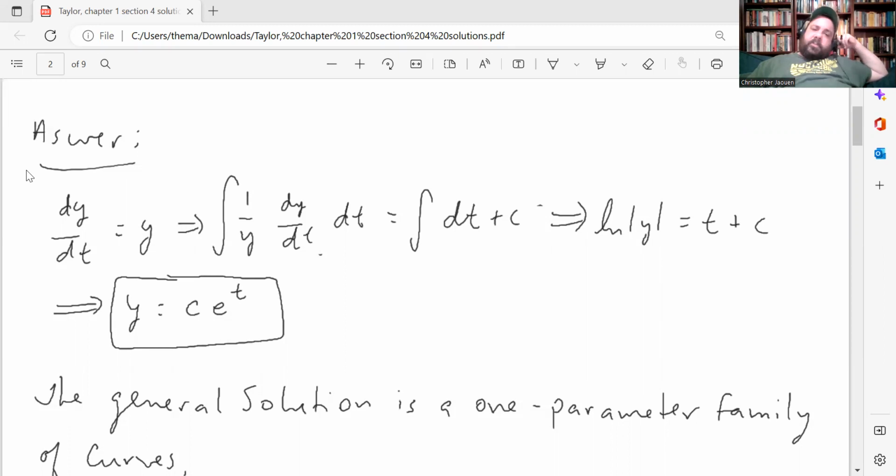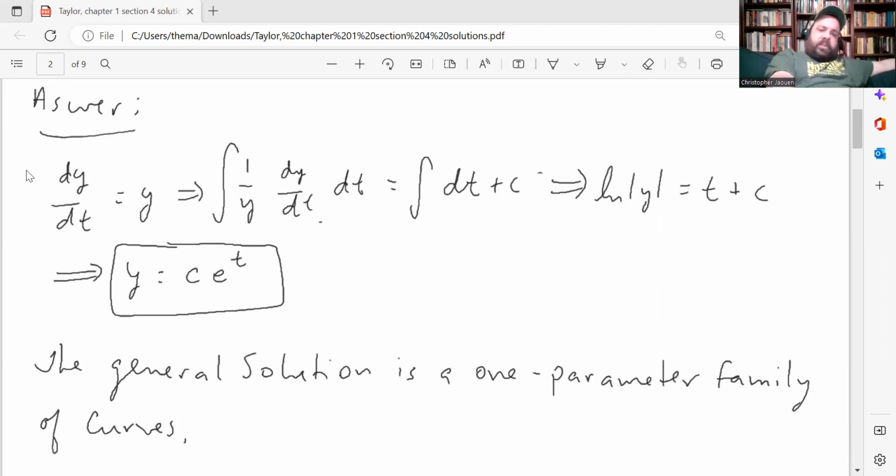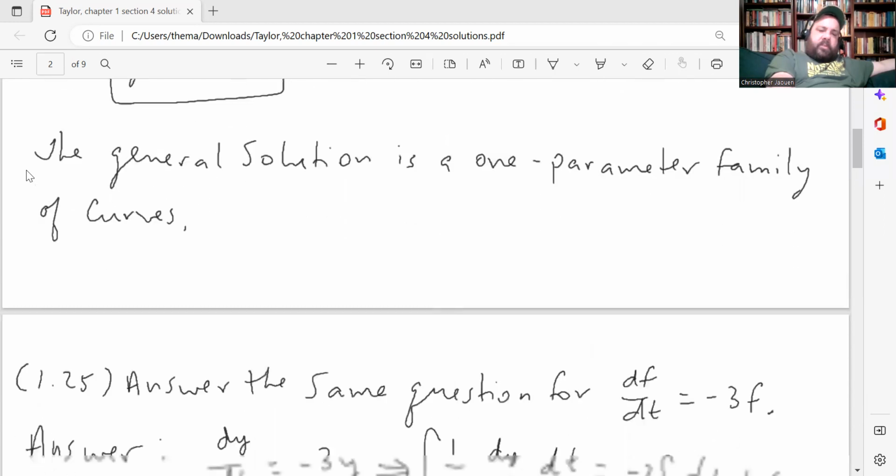So separate your variables, find the family of integral curves, and you get a one parameter family of solutions, y equals c e to the t, right? That's the general solution, and it has one arbitrary constant in it, so it's a one parameter family of curves.